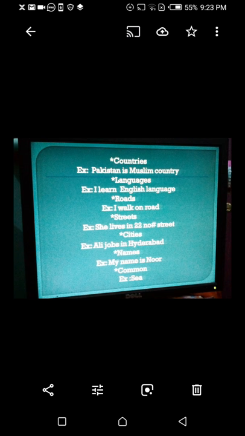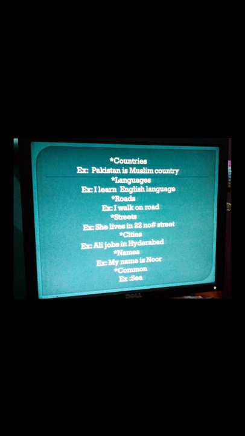Now come to the other slides. The examples of where we will not use the: countries. I did not say that the Pakistan is the Muslim country. The example is written here: Pakistan is Muslim country, so this is correct. If I put the after is, this is wrong.